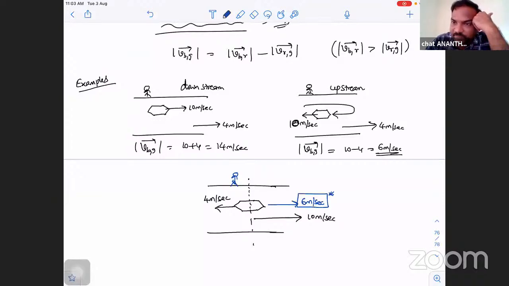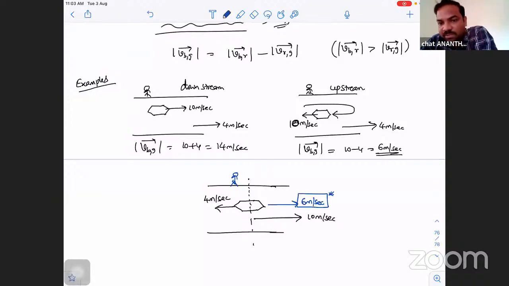You are in the flowing river, which means you cannot stay at one place. You will flow along the river. The river's velocity will equally come to the boat, so the boat also will get 10 meter per second downward speed automatically. But the boat velocity is 4 upward. The resultant will be 6 in downward direction. So the boat cannot go upstream. It will go downstream, even though it is trying to move upstream.